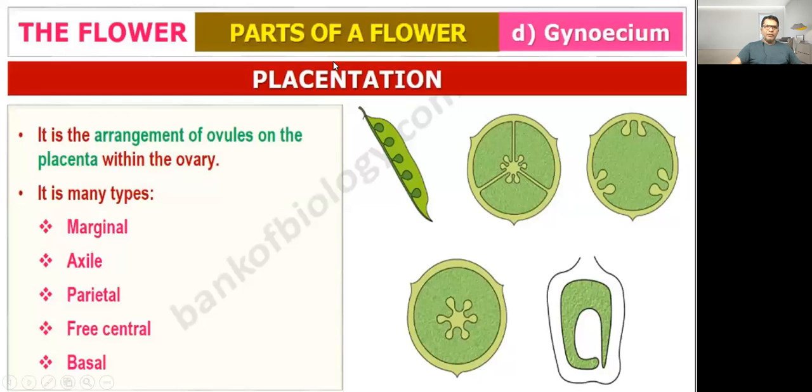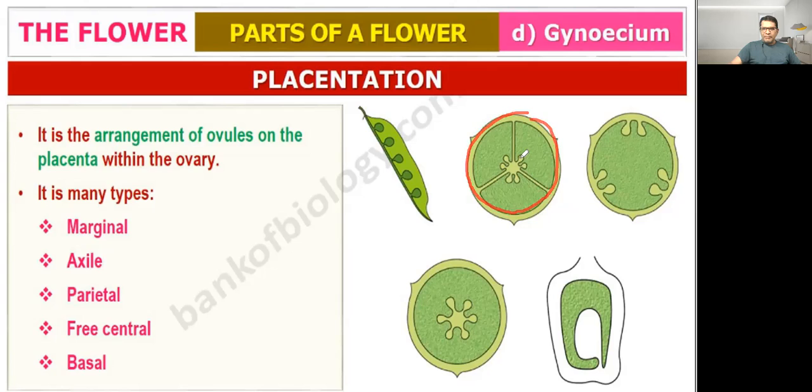So in this video, I will be talking about placentation. First, I will be discussing what placentation is. It is the arrangement of ovules and the placenta within the ovary. These are the ovules, this is the placenta, and this whole part is the ovary.